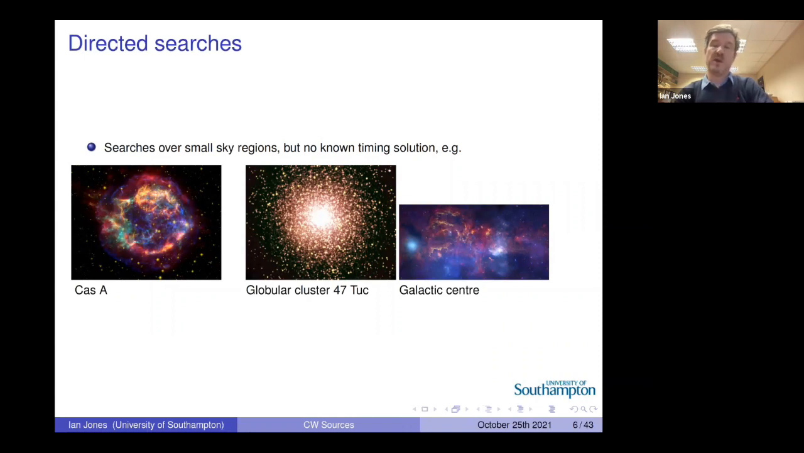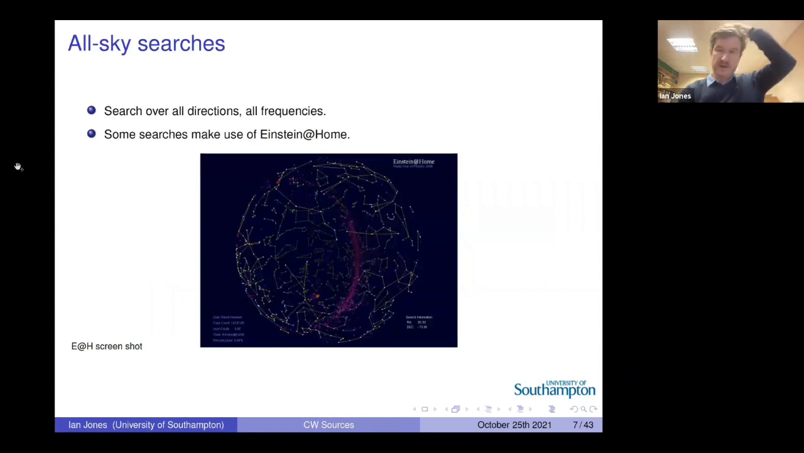But at least you know what sky patch to look at. Then the third class are these so-called all-sky searches. These are the most difficult in terms of computational expense of all. Basically, this is where you don't know anything. You're just looking over the whole sky at all the frequencies that you think you've got a shot at finding something out with LIGO or Virgo or whatever.